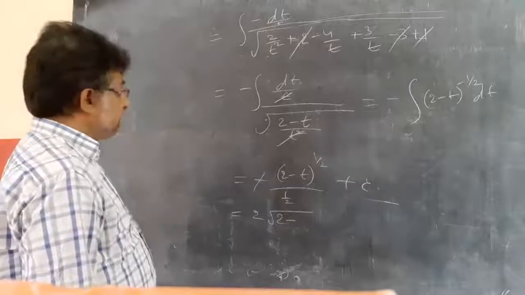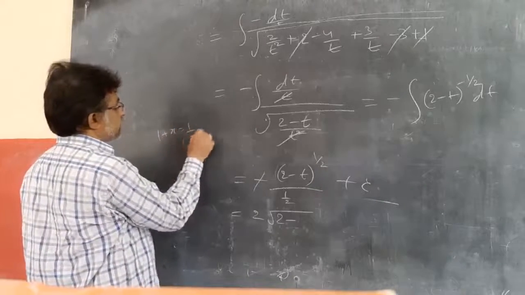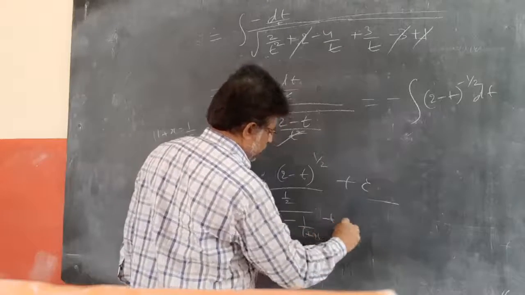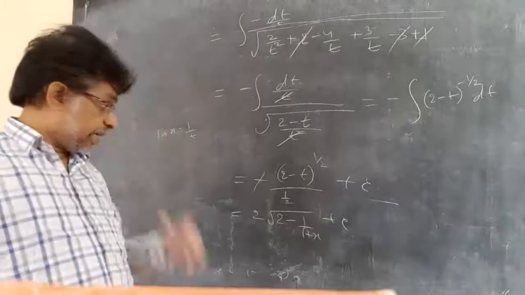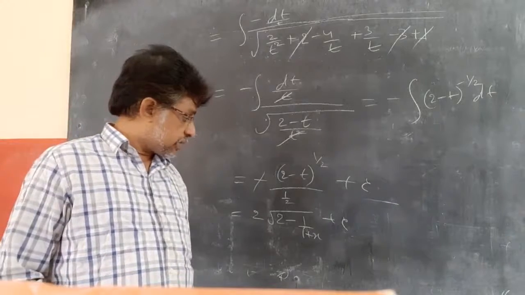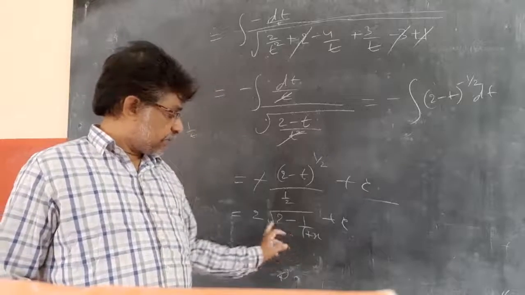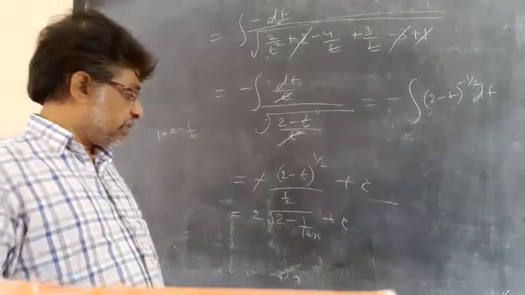In place of t, I can substitute. I took 1 plus x equal to 1 by t, so t becomes equal to 1 by 1 plus x. So I can substitute, plus c. Then simplify. So 2 plus 2x minus 1, so 1 plus 2x. So the answer is 1 plus 2x by 1 plus x plus c. You can simplify it or leave it like that.